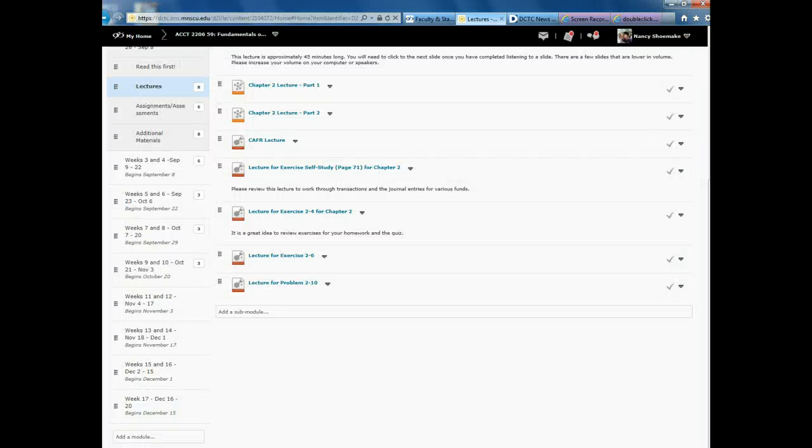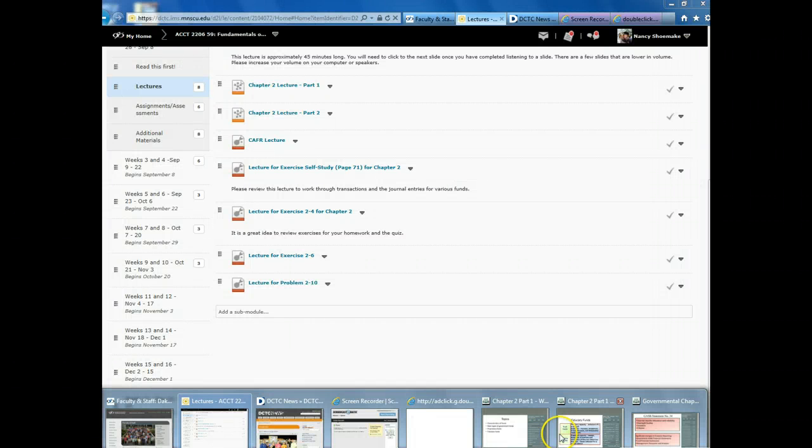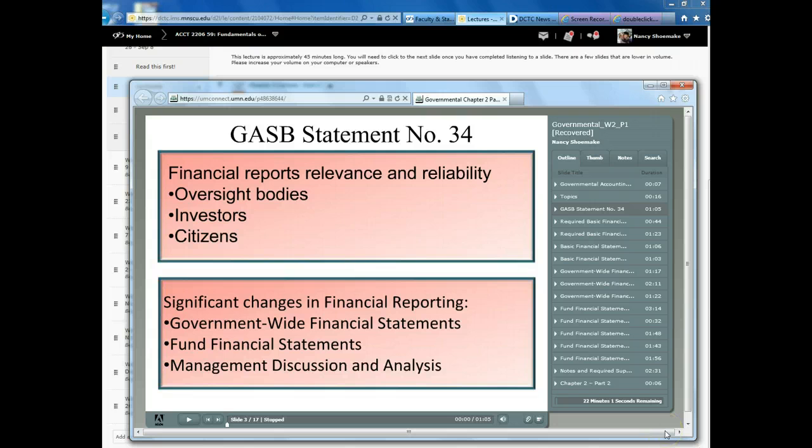So they want to appease everybody. They want government-wide statements to show the big picture, but then they want the breakdown of the various funds, how those monies were used, and then the MD&A, management's discussion and analysis, basically explains what the heck we're looking at.